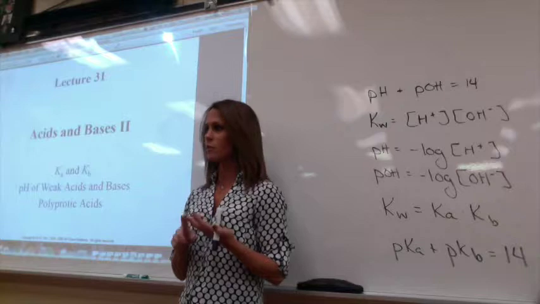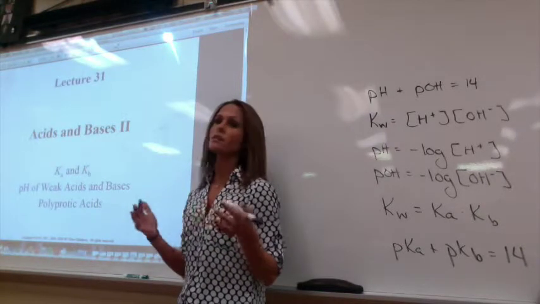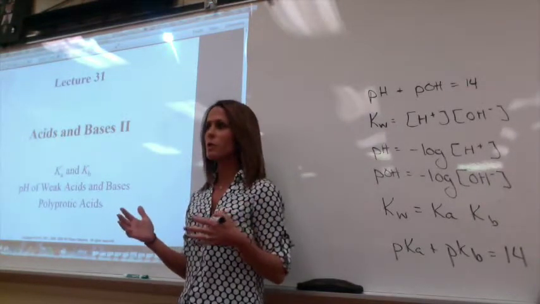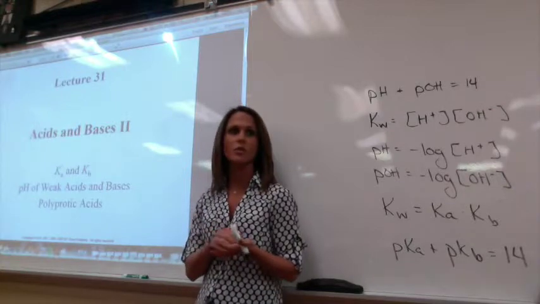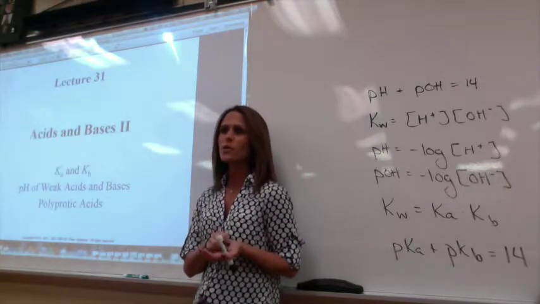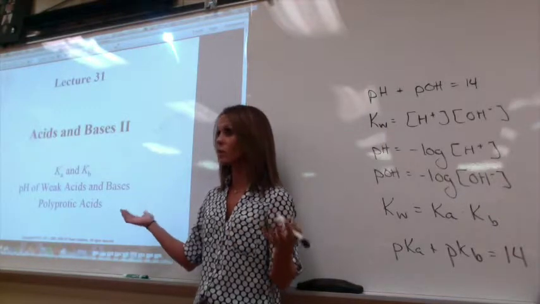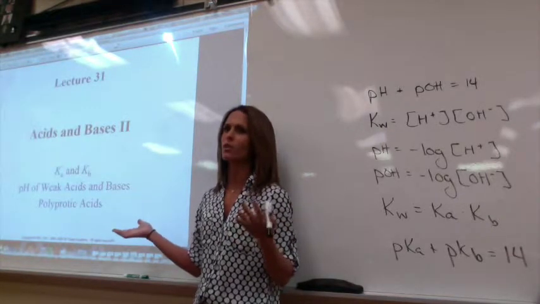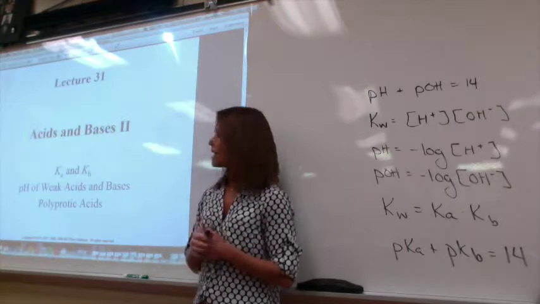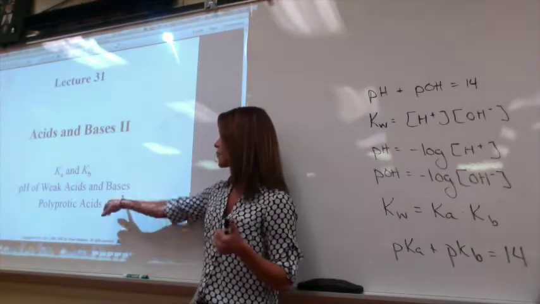We don't include liquids and we don't include solids. But in this case, we'll definitely have some sort of equilibrium. If it's a really strong acid or a really strong base, we assume complete dissociation, and so we technically have a really, really, really large Ka or a really, really, really large Kb, right? And then we're going to look at the pH of weak acids and bases.